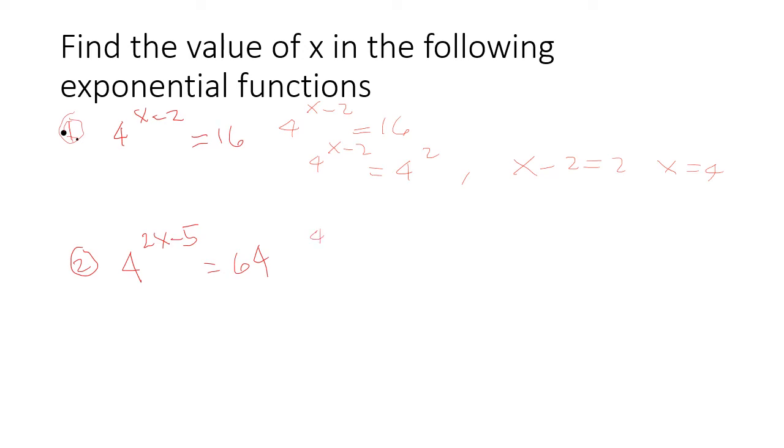This one: log to the base 4 equals 3, so 2x minus 5 equals 4 cubed. Two x minus 5 equals 3, 2x equals 8. X equals 4.